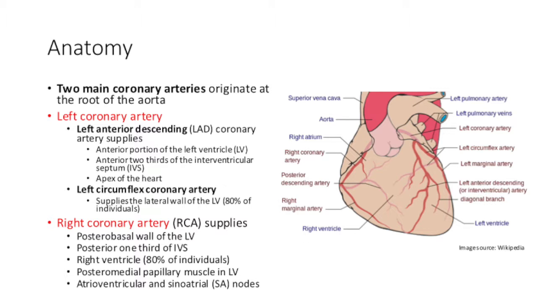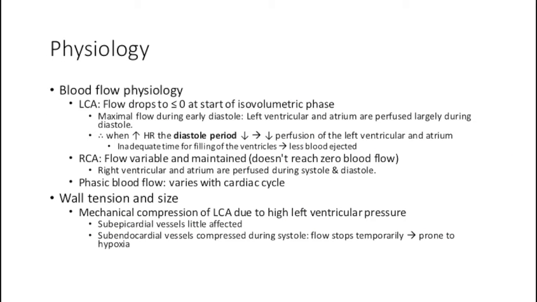The left circumflex coronary artery supplies the lateral wall of the left ventricle in about 80% of individuals. Now looking at the right coronary artery, it has its own various branches as well, but the right coronary artery mainly supplies the posterior basal wall of the left ventricle, the posterior 1/3 of the intraventricular septum, the right ventricle in about 80% of patients, and the posterior medial papillary muscles in the left ventricle, as well as the atrioventricular and sinoatrial nodes.